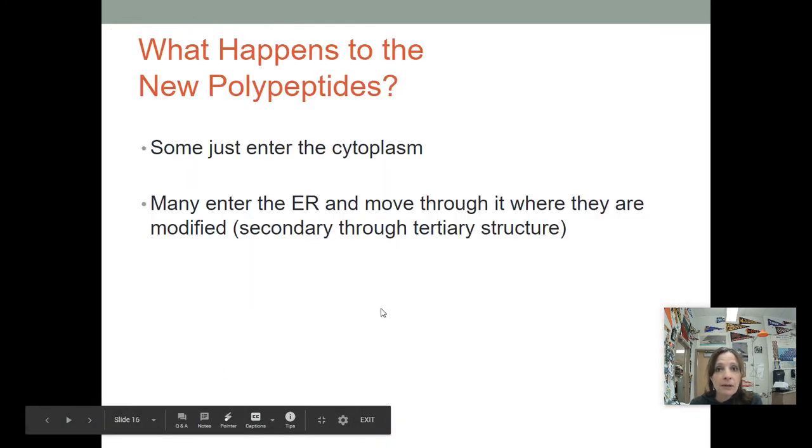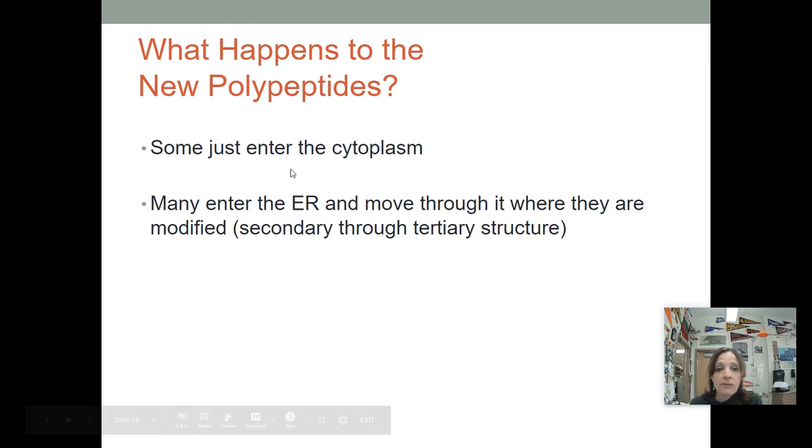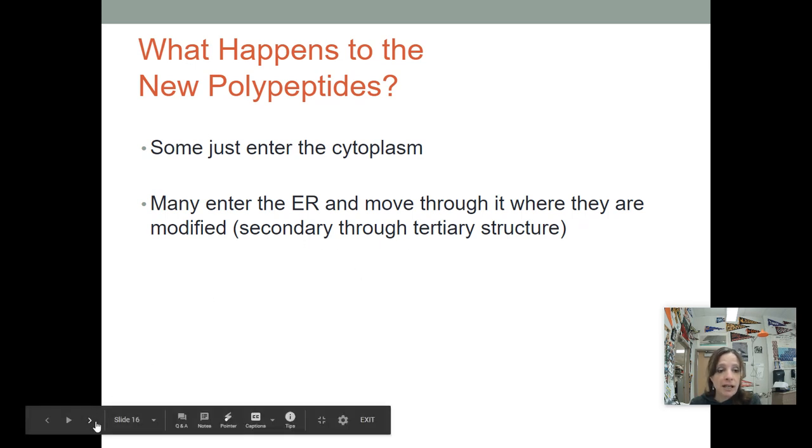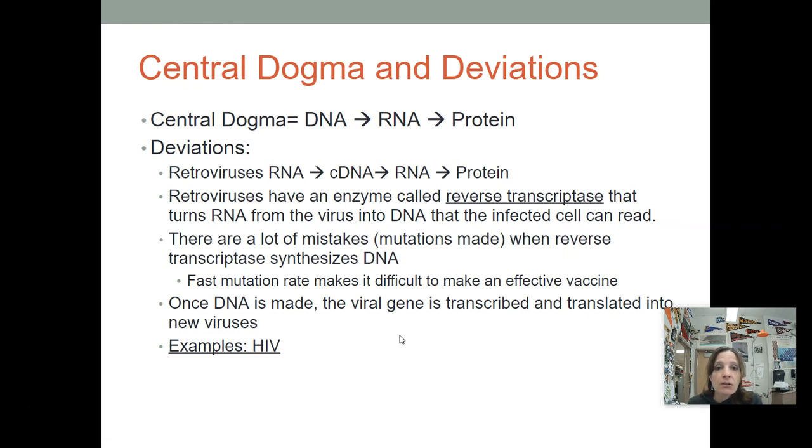Okay, so now that we've made our polypeptide, what happens to it? So some of the proteins enter the cytoplasm, and they're enzymes or structural proteins, and they do their job. Many go through the ER, where their secondary and tertiary structure is modified. Okay, so central dogma is like the basis of biology. Central dogma is a big theme in the content. So central dogma in biology is that DNA is transcribed into RNA, which then allows you to make a protein.